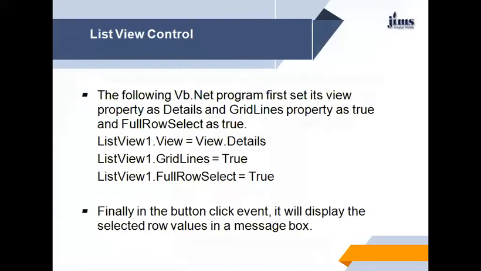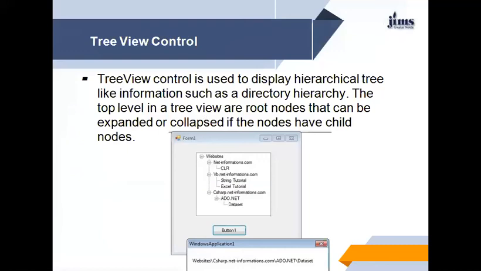Now we will come to the tree view control. The tree view control is used to display hierarchical tree-like information such as a directory hierarchy. The top level in a tree view are root nodes that can be expanded or collapsed if the nodes have child nodes. You can see this in a tree view, like when you are seeing websites, then netinformation.com, CLR.